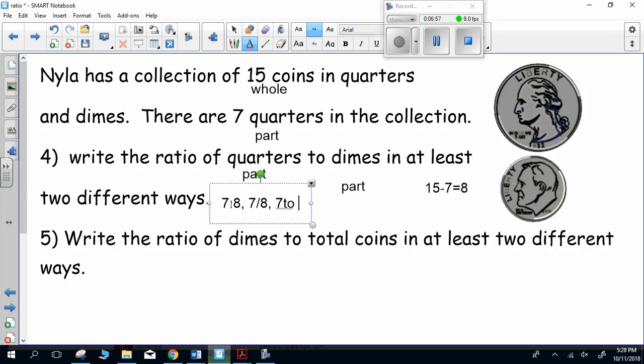It's going to be 7 to 8, or 7 to 8, or 7 to 8. Okay. And it says to write the ratio of dimes to total coins in 2 different ways. Well, remember, dimes was part, and there were 8 of them, and total coins was 15. So 8 to 15, or 8 to 15, or 8 to 15.